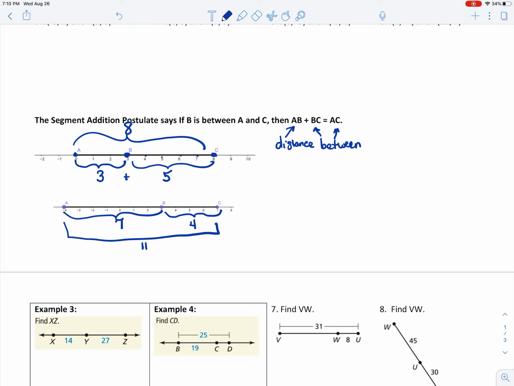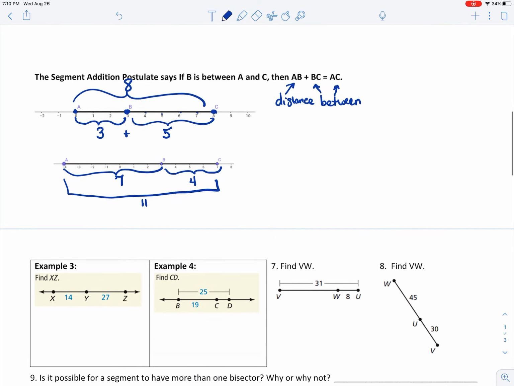Postulate just means that it's something that we accept without having to prove it. It's like the sky is blue, water's wet, grass is green. So we don't ever say that we'll prove that the grass is green. Of course, if it's dry, it's going to be brown, but you get the idea.